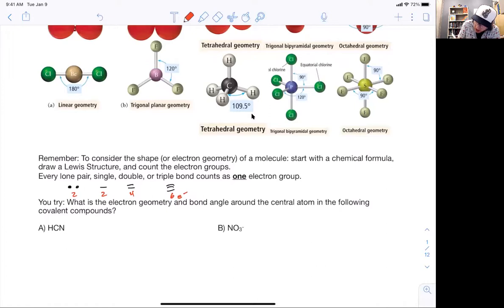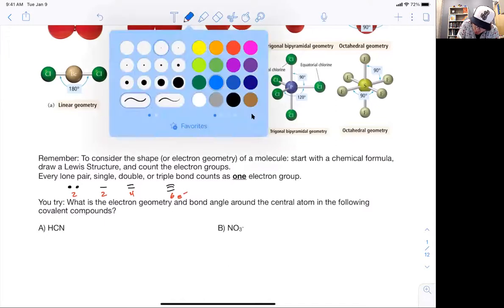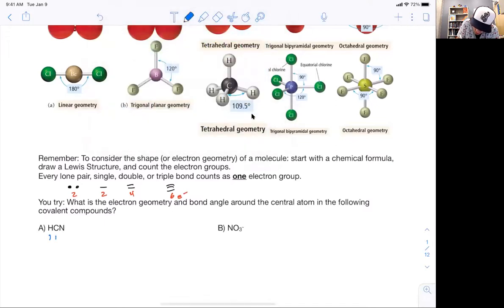So again, I've got to draw a good Lewis structure first. I'm sort of assuming that Lewis structures are something you're familiar with here. You start by counting electrons: 1 for hydrogen, 4 for carbon, 5 for nitrogen. Again, those are valence electrons for these nonmetals. So that means we've got 10 total electrons.